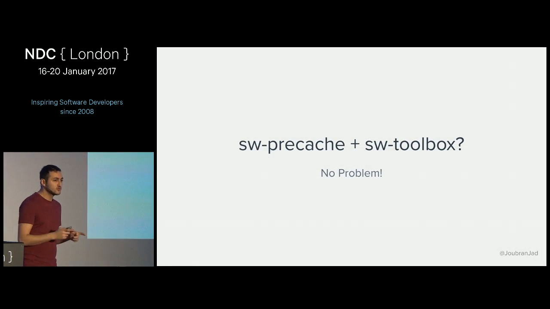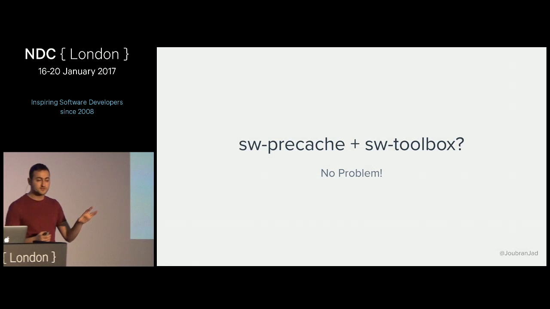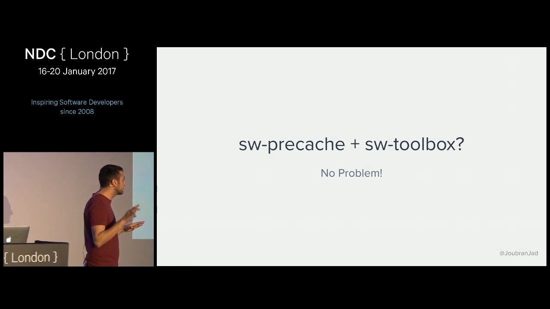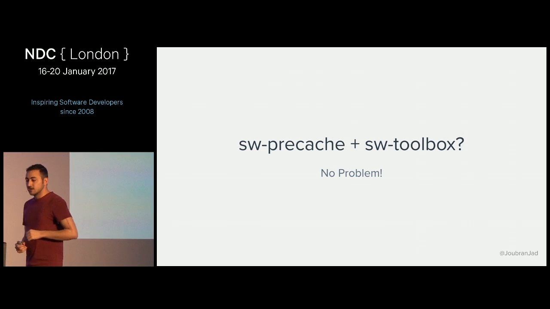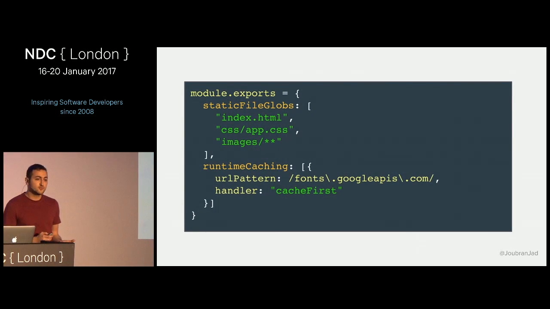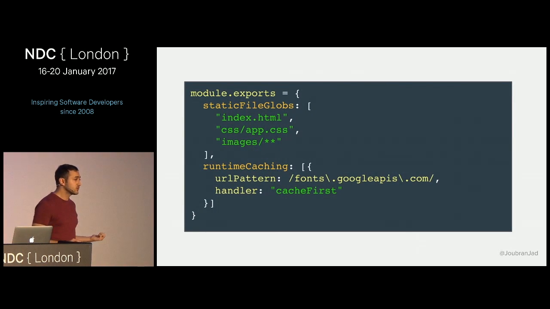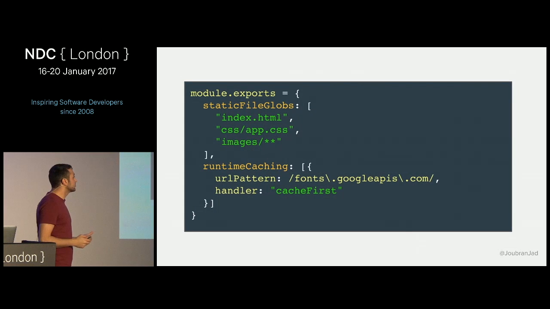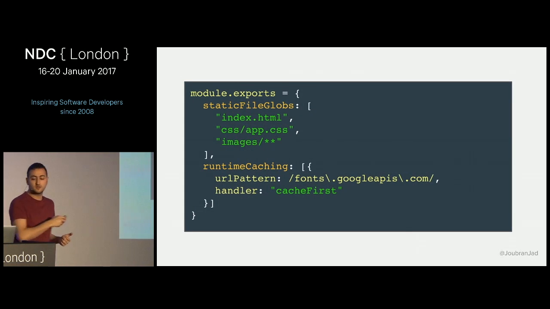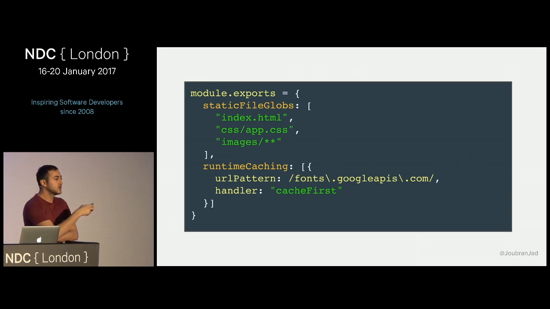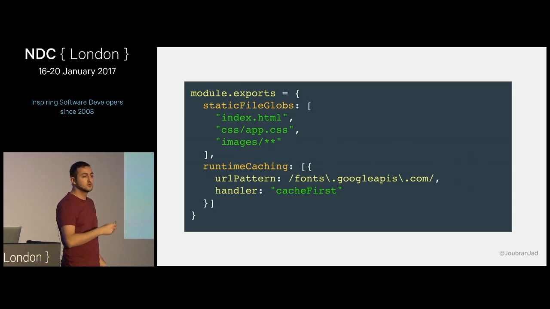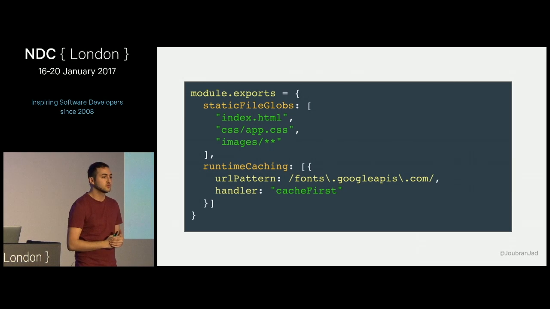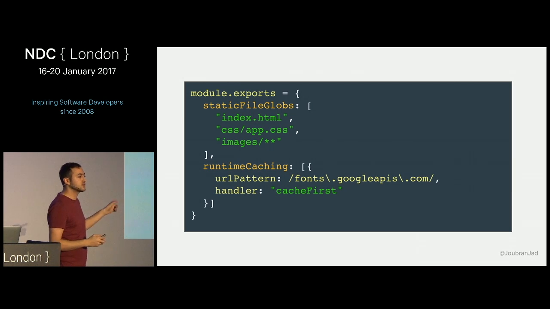And now you're probably wondering, that's right, okay, I do need SW precache, but at the same time, I do need SW Toolbox. So how can I work with them at the same time? And actually, you can configure SW Toolbox from within the same configuration file that we use for SW precache. So this is what you used to have before, and I'm going to add the runtime caching. And this is where you can specify URL patterns and the handler. So you can specify as many as you want. You can even pass the advanced options here.